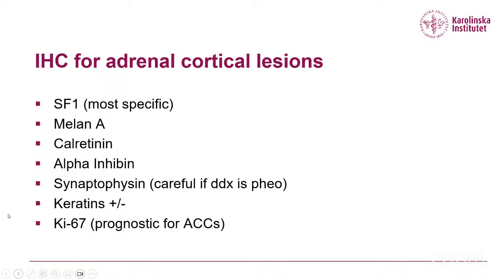Keratin is not a reliable marker. Alpha inhibin, calretinin, melan-A are of course used even in our clinic, but be aware that there are numerous tumor types that might metastasize to the adrenal that will carry immune expression of one or several of these markers.